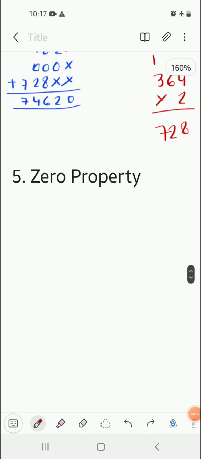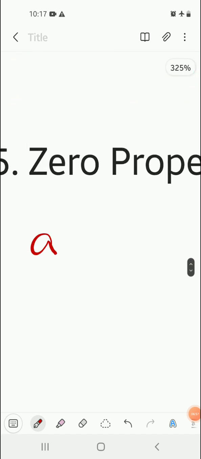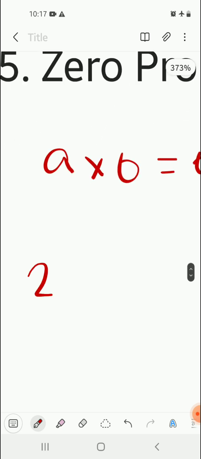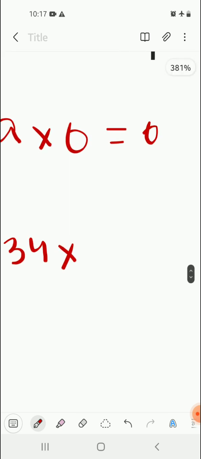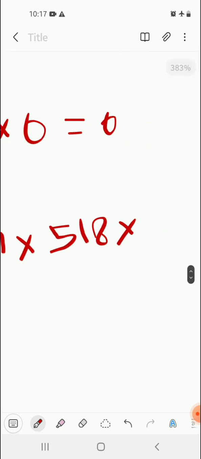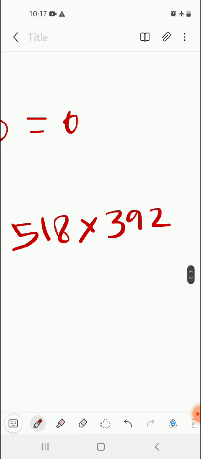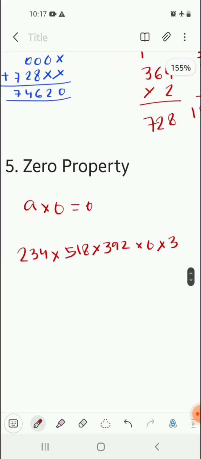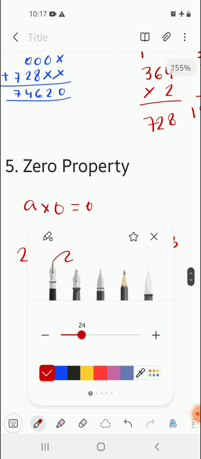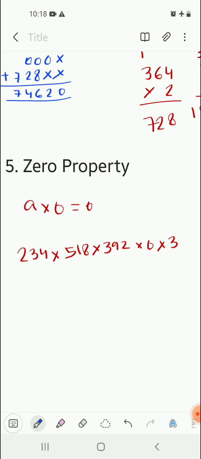Moving on, the last property, that is the zero property. Anything multiplied by 0, the answer is 0. For an example, we have got a lot of numbers: 2, 3, 4 into 5, 1, 8 into 3, 9, 2 into 0 into 3. See, in such a big expression, we have got a 0.